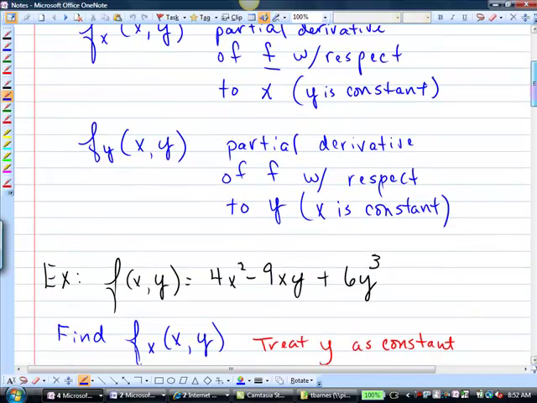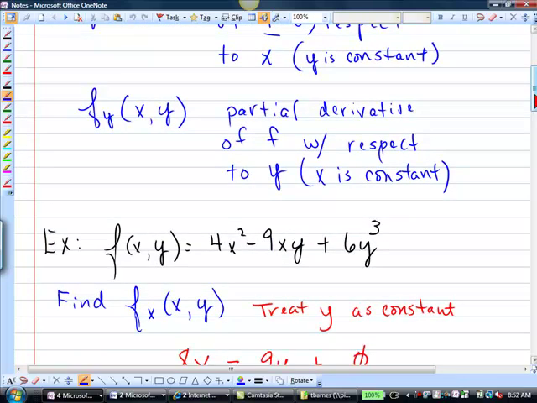All right, so let's do this one. Here's your function. f of xy equals 4x squared minus 9xy plus 6y cubed. And we're asked to find fx of xy. So that tells me that we're going to treat y as a constant, because we're taking the derivative with respect to x only.